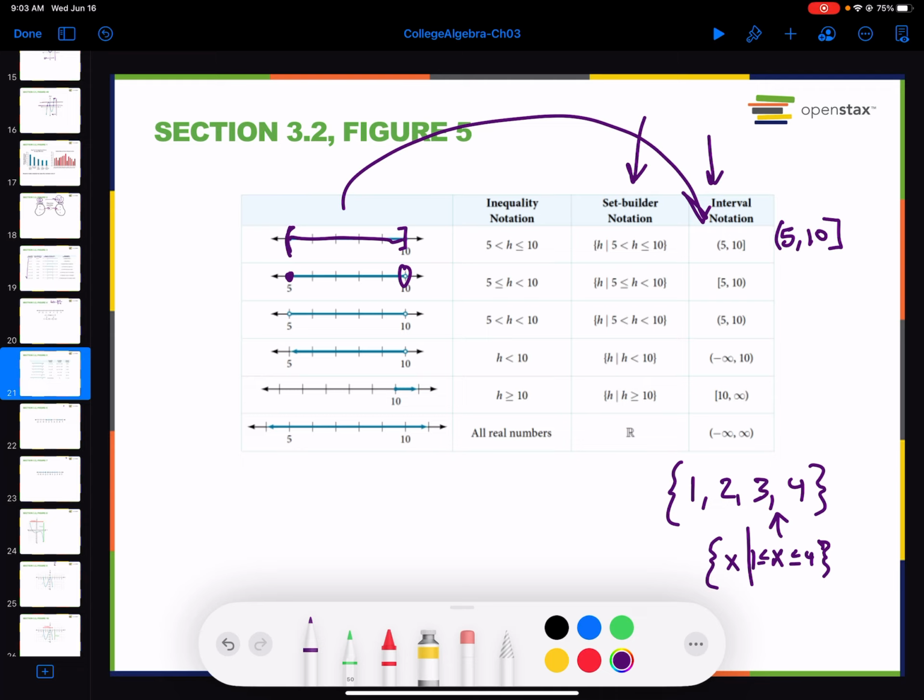So let's take this example. So this example is saying that it's a set of all h's, such that h is less than 10. So we're not including 10, but we're including everything else. So in this case, our set might look something like 9, 8, 7, ... It might look something like that.